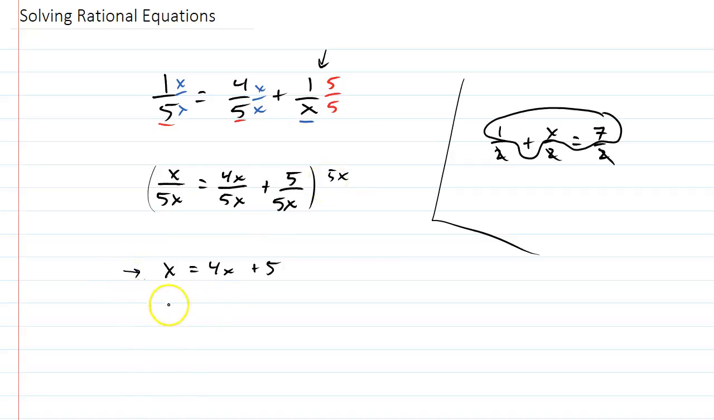Alright, now that we're here, I'm going to subtract 4x from both sides and get x alone by dividing. So it'll be negative 5/3.